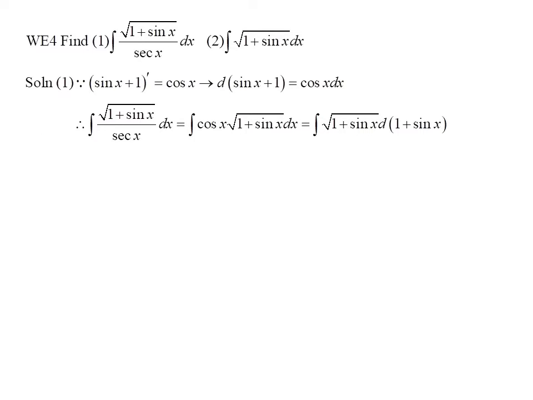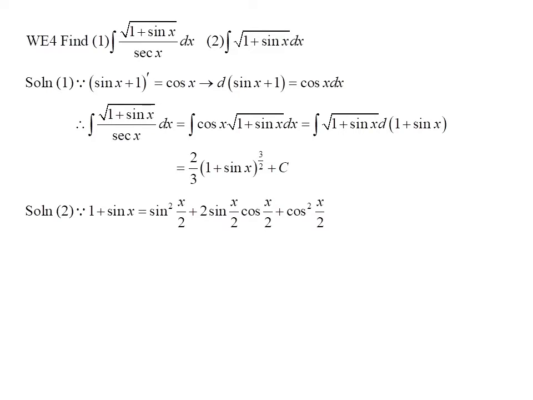Hence, the antiderivative is written to the integral of cos x times the square root of 1 plus sine x dx, which also can be written to the integral of the square root of 1 plus sine x d 1 plus sine x, all in parentheses, which equals 2 over 3 times 1 plus sine x, all in parentheses, raised to the 3 over 2 plus c.